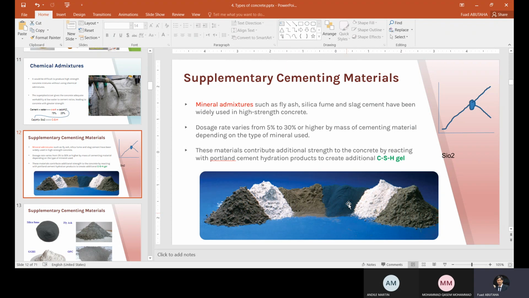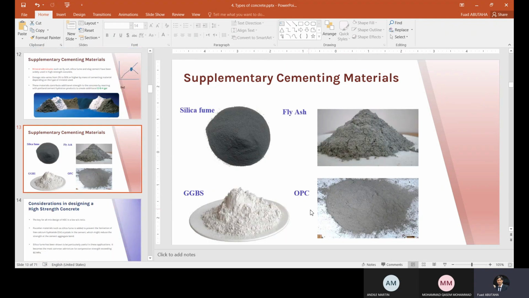The particle size of the silica fume is 100 times smaller than the cement particle size. So I have a particle size of cement, and the silica fume particle size is 100 times smaller than the particle size of the cement itself. So how do I get benefit of this one?